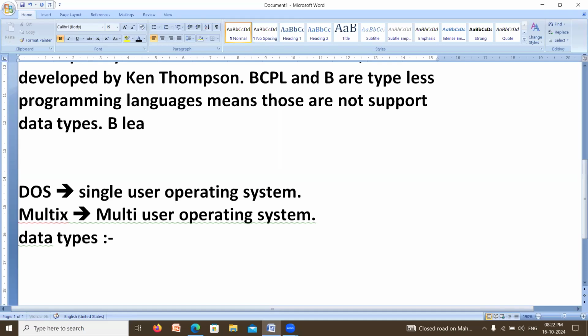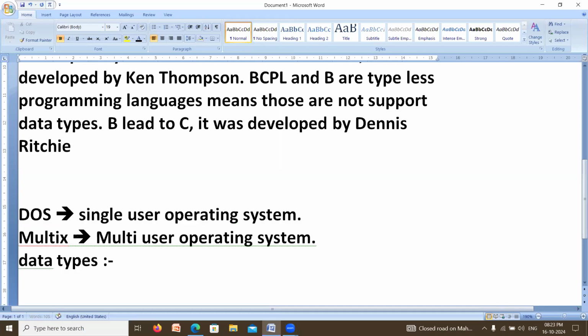From B, the C language was developed. B led to C. Dennis Ritchie is the developer. It was developed in the year 1972 on a computer which has the Unix operating system, a Unix machine.